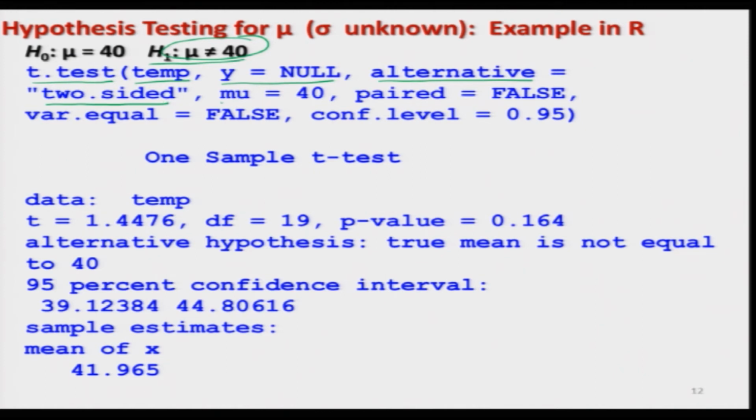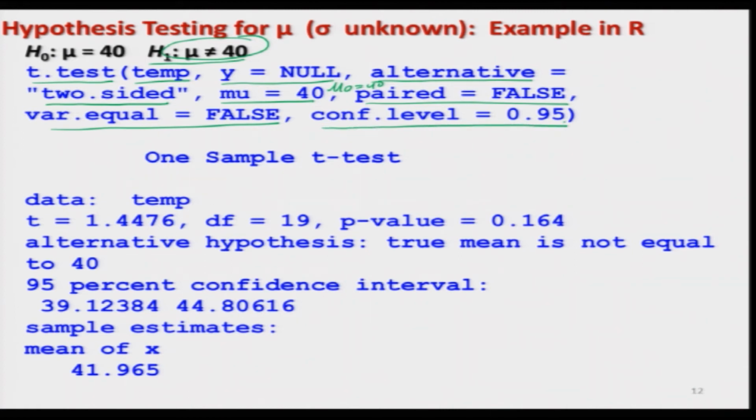Now you have to specify the value of mu, which is the value of mu naught, equal to 40. Now you will say paired equal to FALSE, because you are not considering two samples, and then var.equal equal to FALSE, because you are again considering only the one sample test, and confidence level, that is conf.level, equal to 0.95.